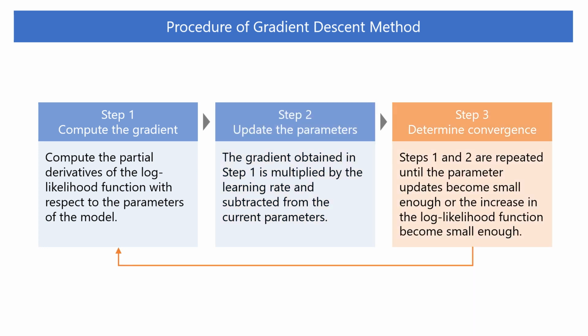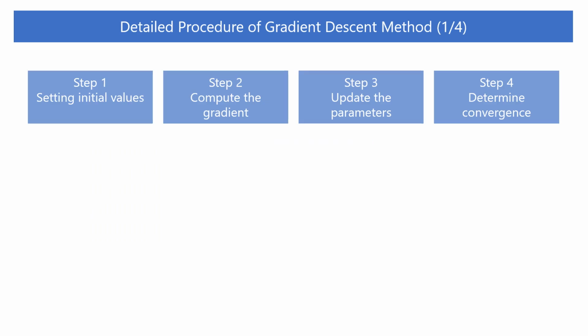The third step is to determine convergence. Steps 1 and 2 are repeated until the parameter updates become small enough, or the increase in the log likelihood function becomes small enough. Through this process, we can determine the value of the parameter at which the log likelihood function is maximized. Let's look at the gradient descent process in more detail.